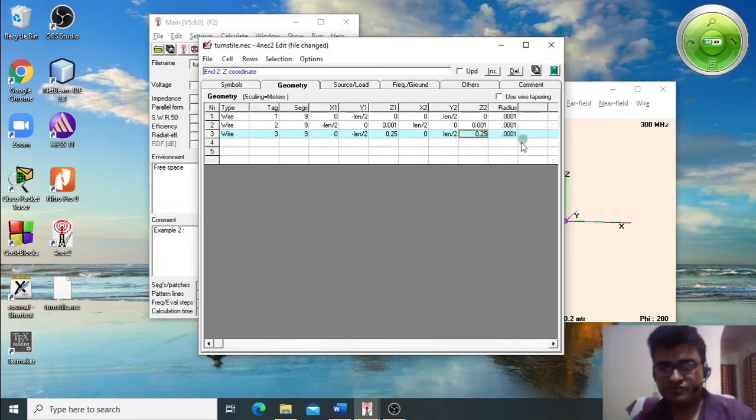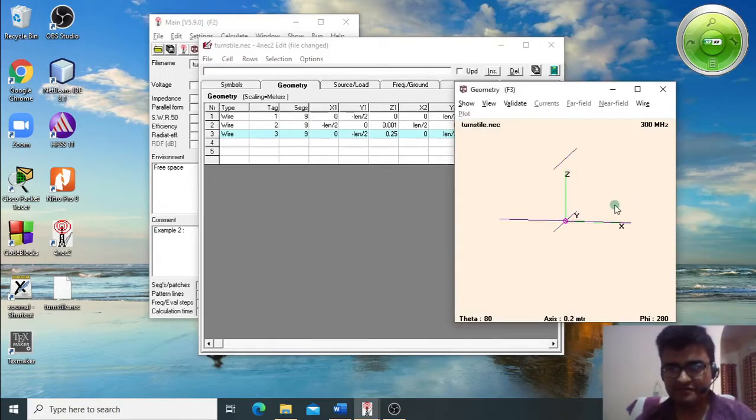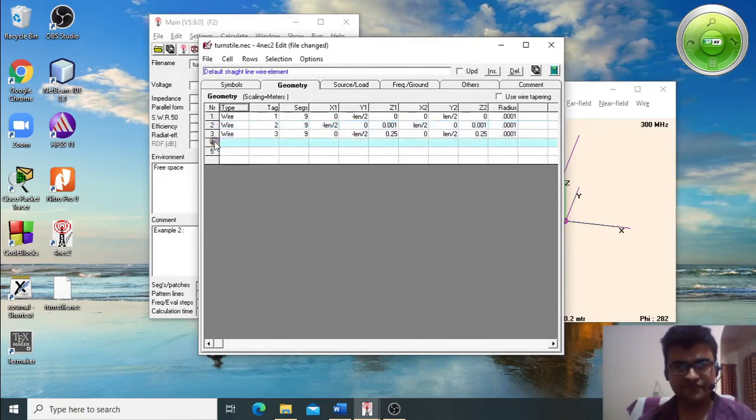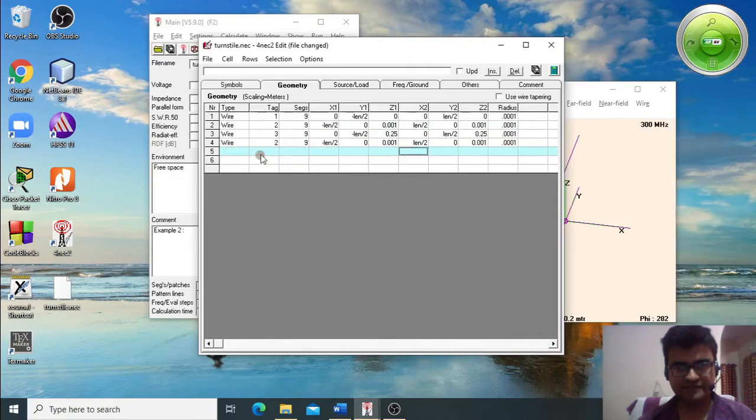So we have made another dipole. See, you can see here, one over the other. We have to make a copy of this dipole which is placed on the x-axis. So let's copy the second number line and paste it over the fourth and the last line. Let's rename it to 4, and let's keep everything intact and just change the z-axis.